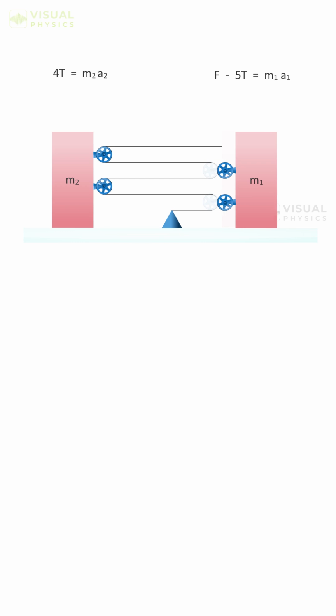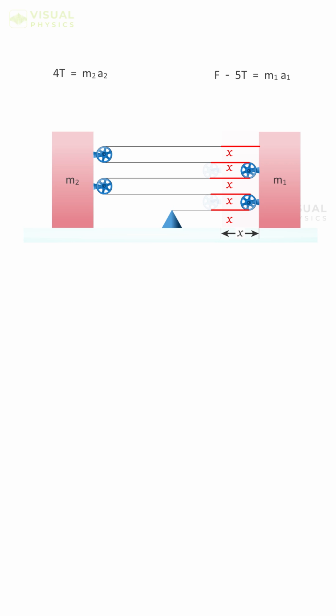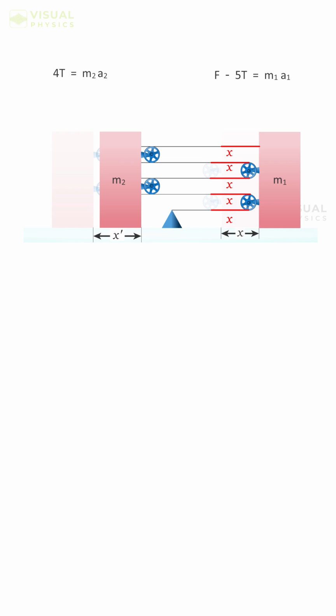Let us say that M1 moves a distance x. So we will have a situation like this. We need 5x more string and this should be compensated by the motion of M2. If M2 moves a distance x dash as shown, it will leave 4x dash string extra in the system.